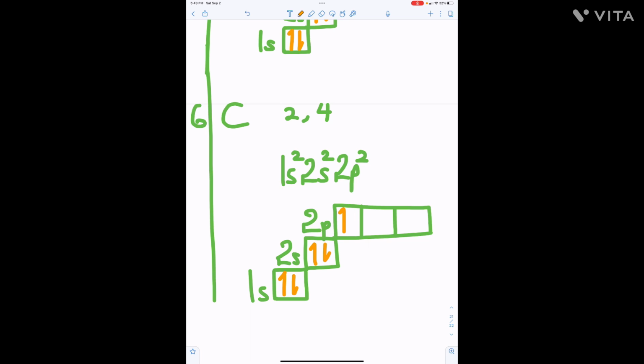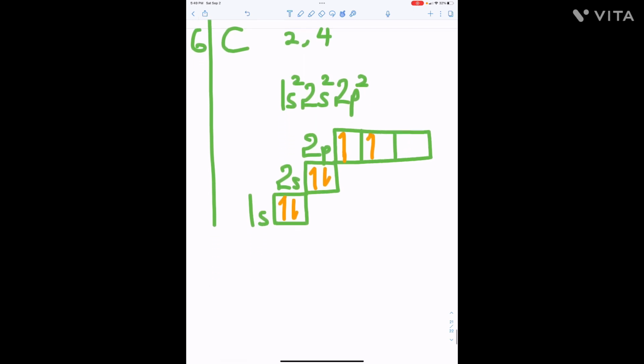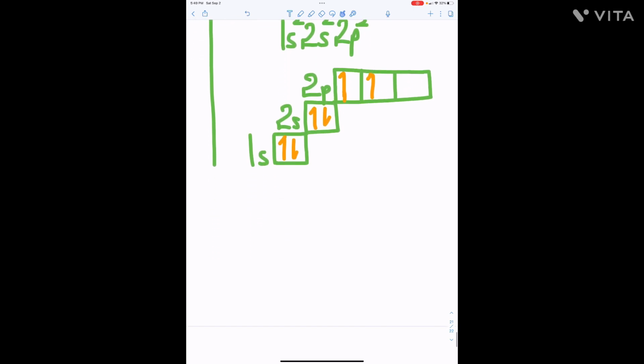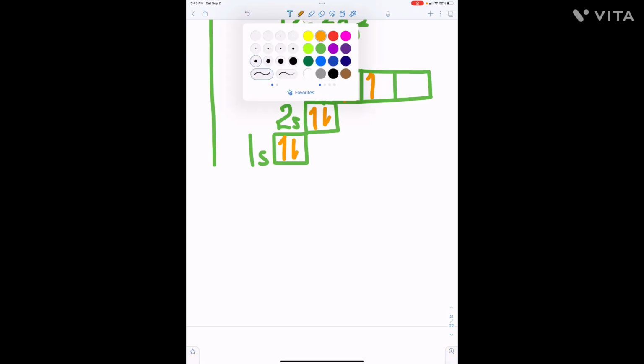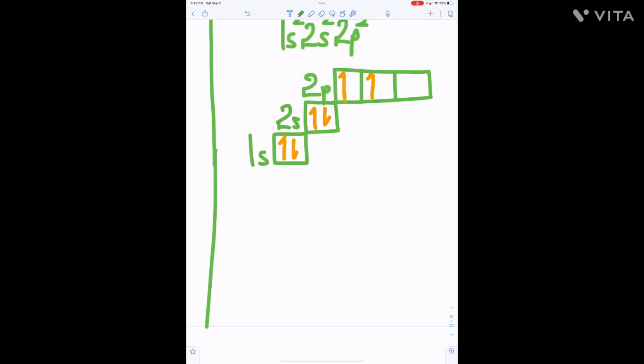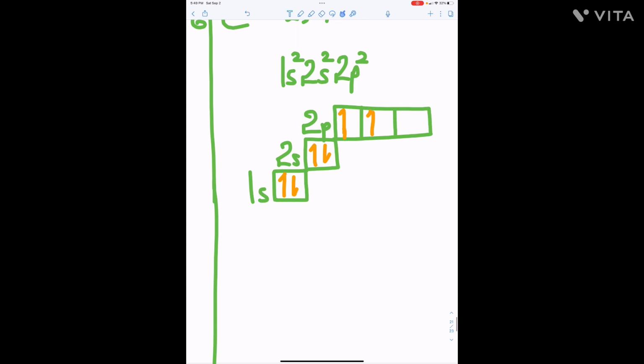You understand? According to Hund's rule, the electrons will occupy the subshell singly first before pairing takes place. So take note of that. So the quantum electron configuration of carbon is what? 1s2, 2s2, 2p2. Take note.